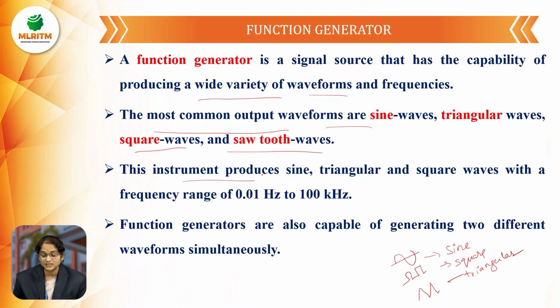It is an instrument used to provide sine, square, triangular and sawtooth waves. The frequency range is 0.01 Hz to 100 kilohertz. Function generators are also capable of generating two different waveforms simultaneously.